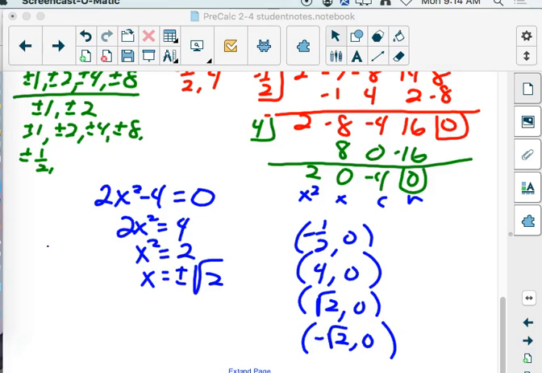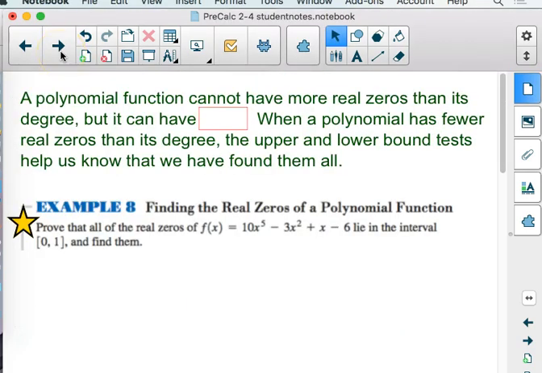You know, if you're not sure, do I have a bound? Are there any more out there? Then you could use that. So we're finding all those real zeros. And this one says a polynomial function cannot have more real zeros than its degree, obviously. You know, that's what we've been studying for a couple of years now. But it can have fewer, because they could be imaginary. You know, and it happens.